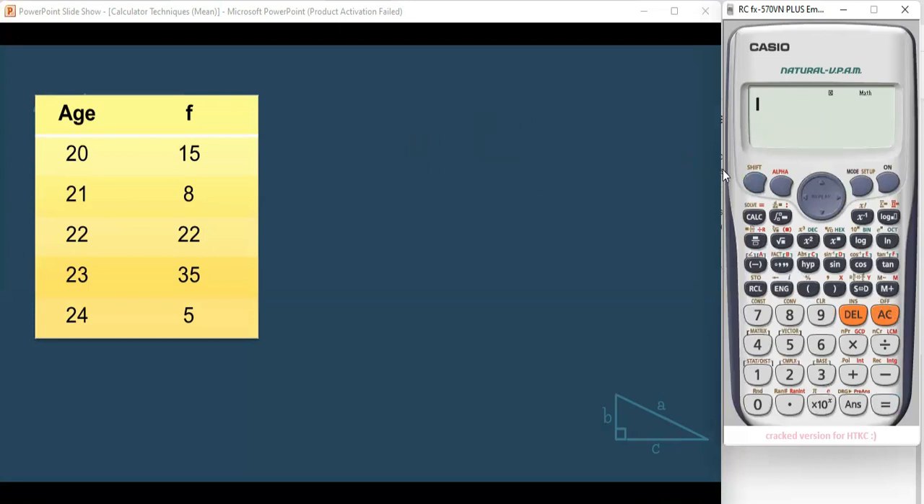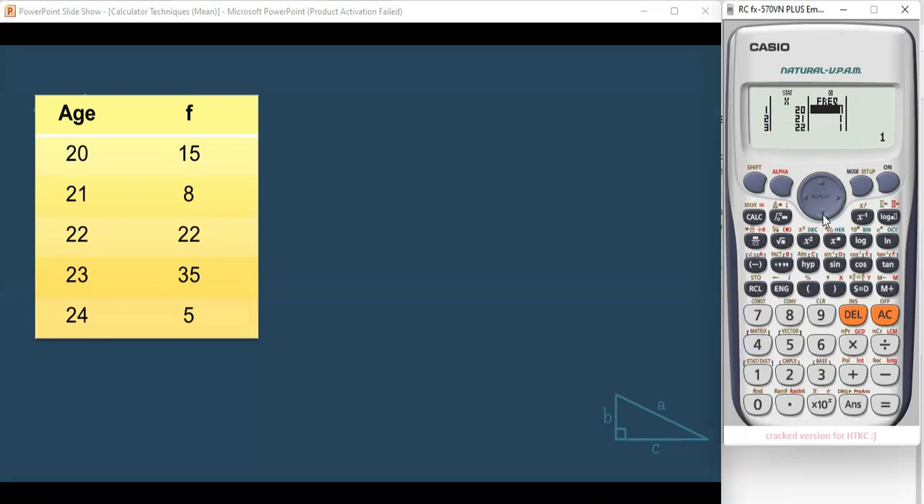So to answer this one, kailangan po natin i-activate muna si frequency. So that is shift, set up, and drag down para hanapin si stat, which is number 4. And click frequency on. And after that, mode po ulit, hanapin si stat, and the one variable, which is 1. So we have here 20, 21, 22, 23, and 24.